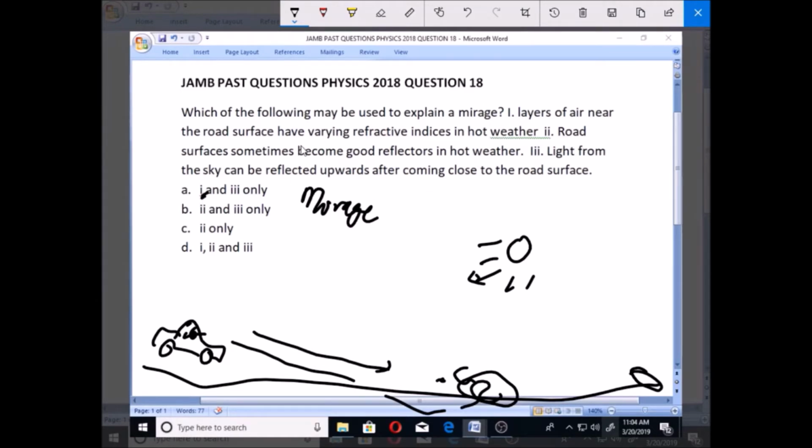Now, road surface sometimes become more reflectors in hot weather. Does something become more reflector at some times and doesn't become in some other times? You see that this II is shaky. But this number three thing, lights from the sky can be reflected upwards after coming close to the road surface. That is reflection, and that is true. So we can easily see that I and III are very true. So with that, I can pick option B as the correct answer. Thank you.